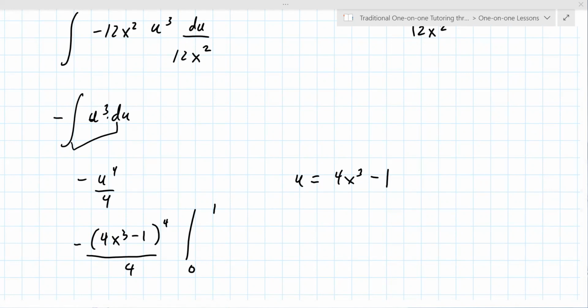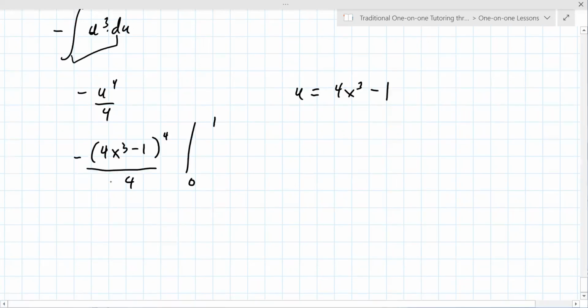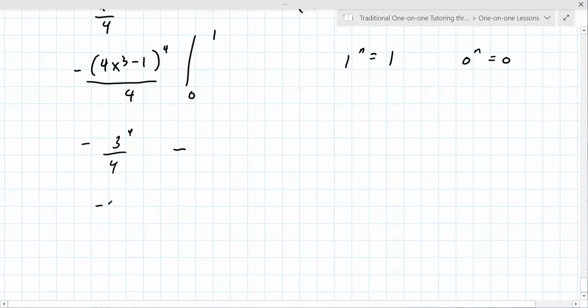So then that's, okay, 4 times 1 cubed minus 1. You want to start getting comfortable with 1 to the n is always 1, and 0 to the n is always 0. That way you can just start writing, oh, that's 4 minus 1. But to the 4th. Yes. Then that's 3 to the 4th, which is 81.